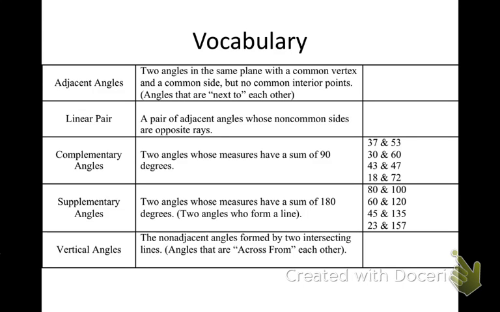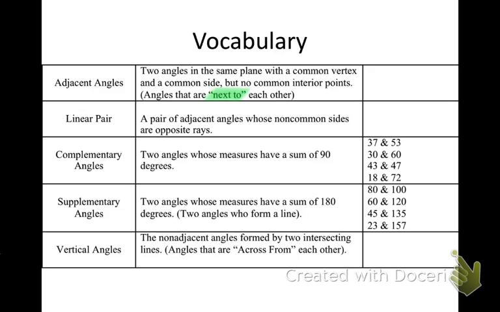Vocabulary here. There are 5 of them. Just 5 today. Not too bad. Adjacent angles: 2 angles in the same plane with a common vertex and a common side but no common interior points. Now when you read it that way, you're like, that's kind of tough. I don't know what that means. Really, adjacent angles are angles that are next to each other. They are immediately next to each other.